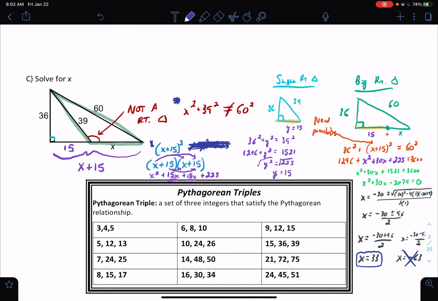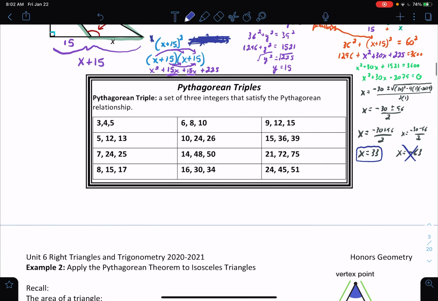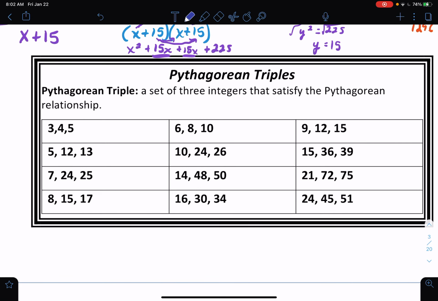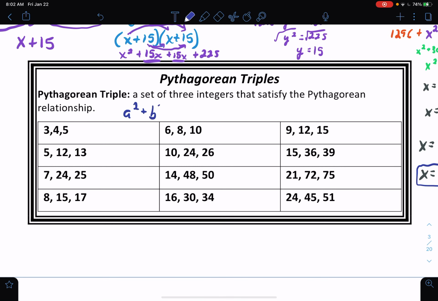Last concept for this video, Pythagorean triples. Pythagorean triples are a set of three integers that satisfy the Pythagorean Theorem relationship, which is a squared plus b squared equals c squared. All right, so these are just some numbers that you should be able to recognize and automatically know that they satisfy a right triangle. Because like 3 squared is 9, 9 plus 4 squared is 16, 9 plus 16 is 25, and 25 is 5 squared. So all of these triples satisfy the Pythagorean Theorem.